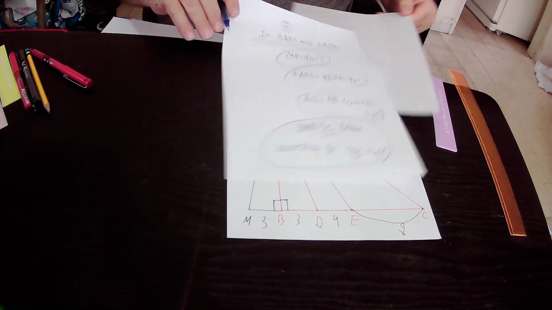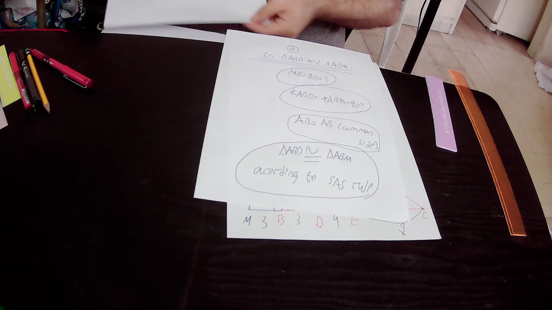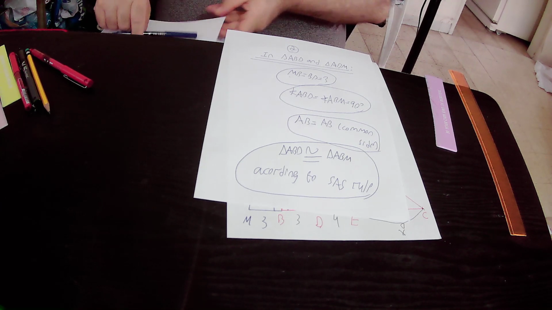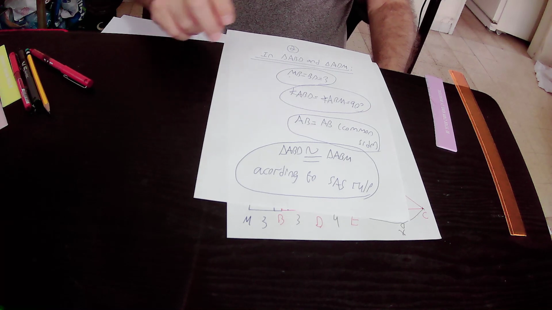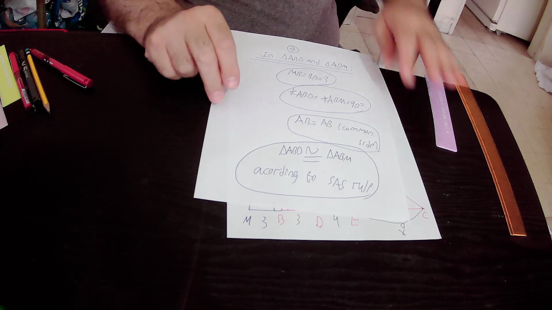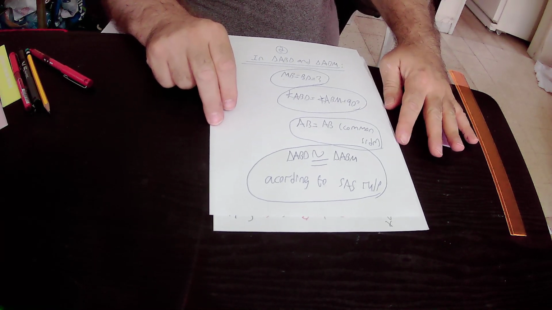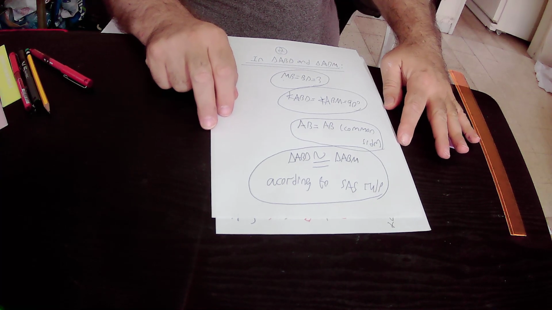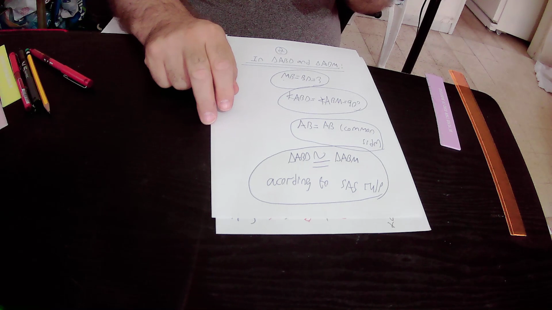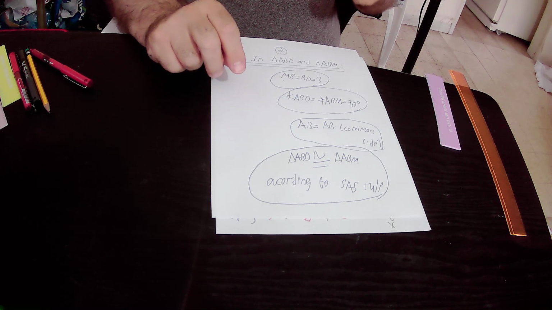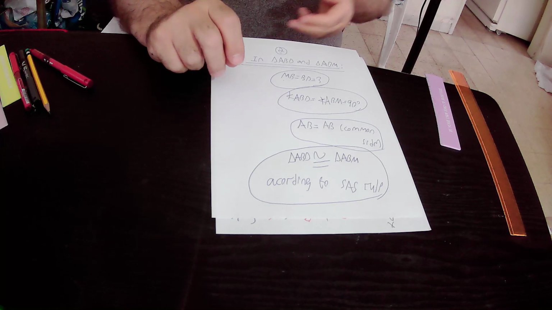So what is side angle side rule? Side angle side rule is actually if you prove that two sides and the angle between them in one triangle are equal to two sides and the angle between them on the other triangle, then you actually proved that those two triangles can go into each other according to side angle side rule.